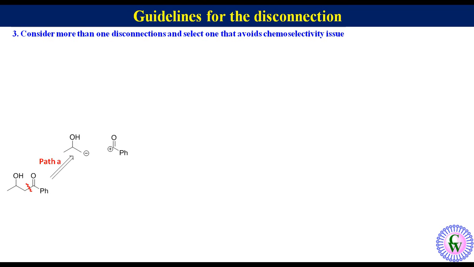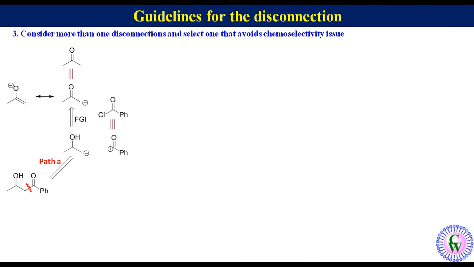It's hard to get such a donor species, so we will do functional group interconversion of the alcohol to a keto group to get the real donor, which is an enolate. The synthetic equivalent of this enolate will be acetone. The synthetic equivalent for this acceptor will be benzoyl chloride.